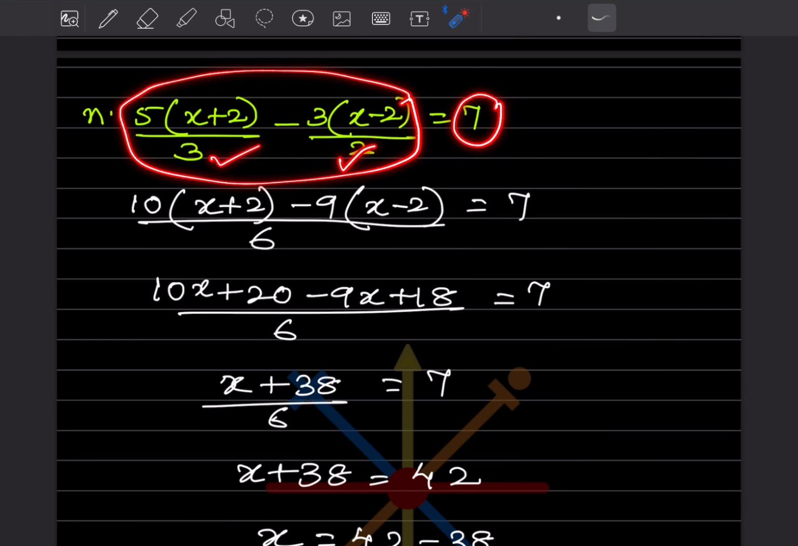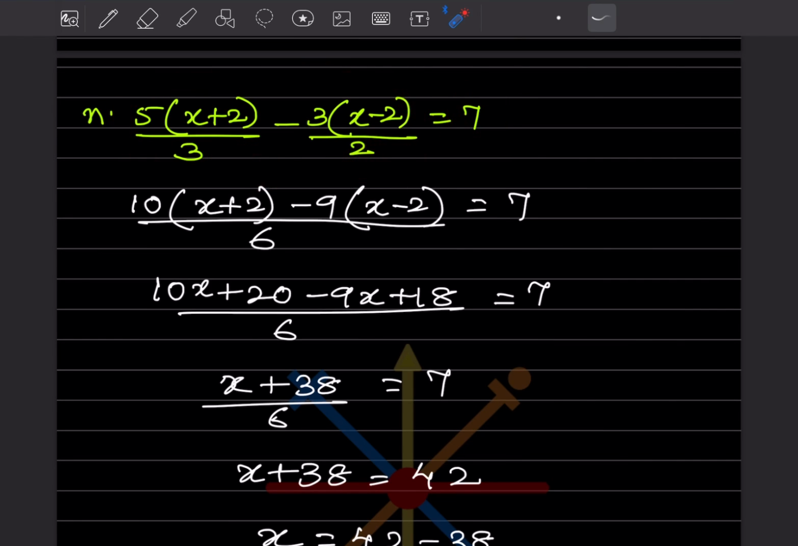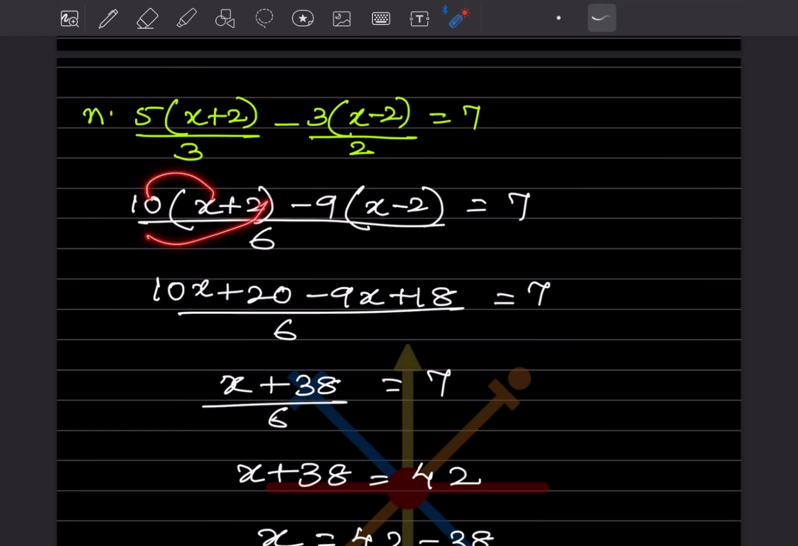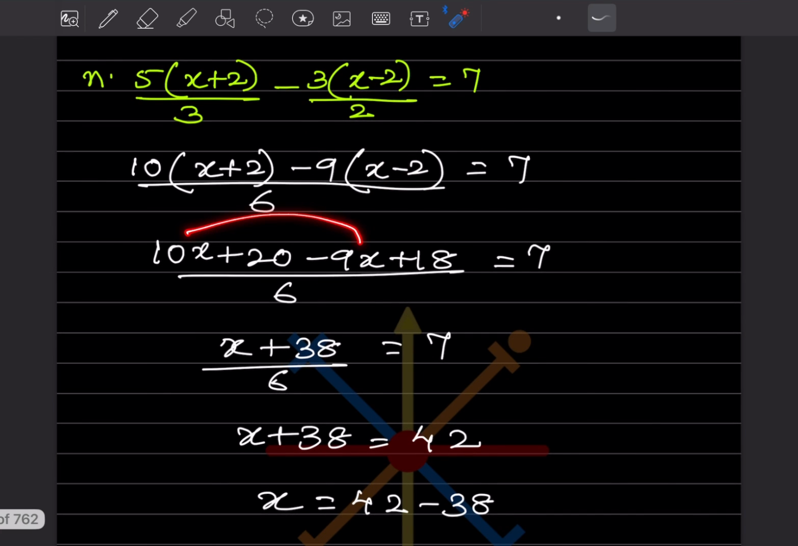The denominators are different. So let us take the LCM, is going to be 6. So multiply by 2, this also by 2. This will be multiplied by 3, so this also by 3. So now what you can see here, this is going to be 10 into x plus 2. And this is going to be 9 into x minus 2 divided by 6 is 7. So this will be 10x plus 20 minus 9x, minus minus becomes plus, that is 18 by 6, that is 7. So this will be x plus 38 by 6 is 7.